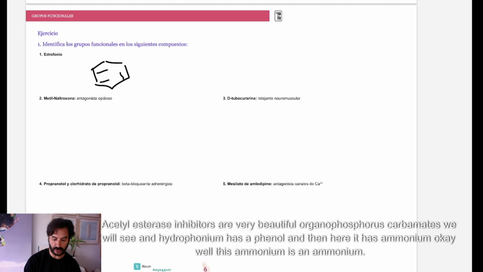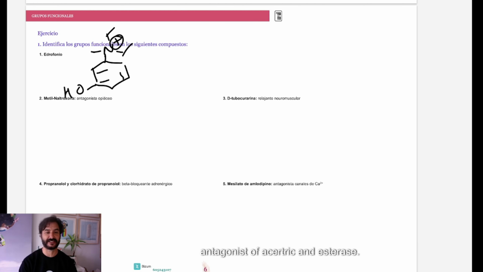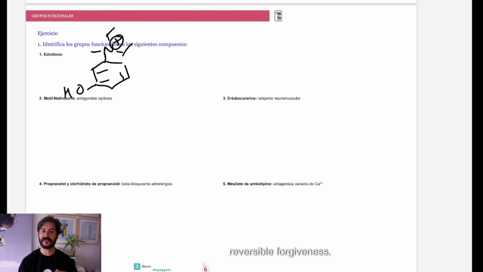Acetylcholinesterase inhibitors, such as the organophosphates and carbamates, are very interesting, we will see. And edrophonium has a phenol, and then here it has an ammonium. Very simple, phenol and ammonium, and it is used as an antidote because it inhibits acetylcholinesterase. I have switched to a methyl. It is an antidote, and it reactivates because of the reversible binding. And we have said that this drug can be used, for example, to diagnose a disease called myasthenia gravis, which I will talk to you about at another time.